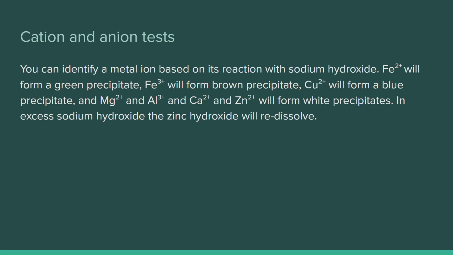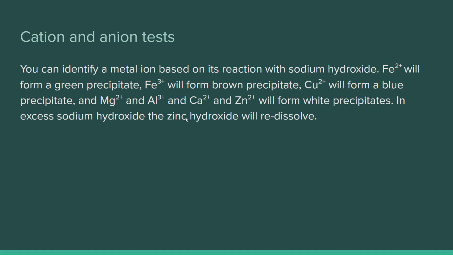So there's cation and anion tests. You can identify a metal ion based on its reaction with sodium hydroxide. Fe2+ will form a green precipitate, Fe3+ will form a brown precipitate, Cu2+ will form a blue precipitate, and Mg2+, Al3+, Ca2+ and Zn2+ will all form white precipitates.